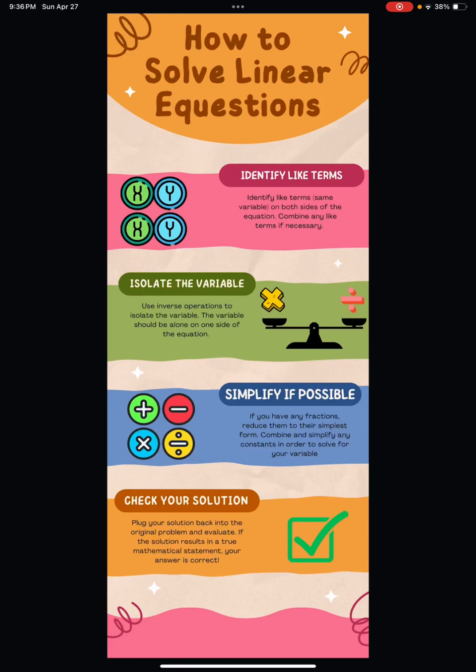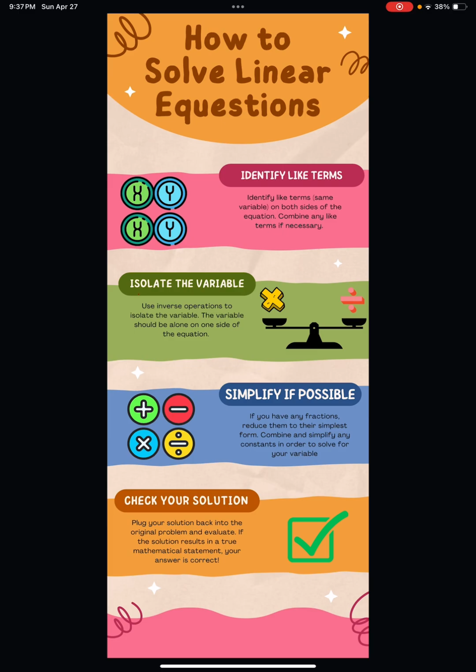Good afternoon, class. Today we'll be going over our linear equations project. For this project, you'll be designing an infographic that explains the steps for solving a linear equation. Here's a sample I created to give you guys an idea.